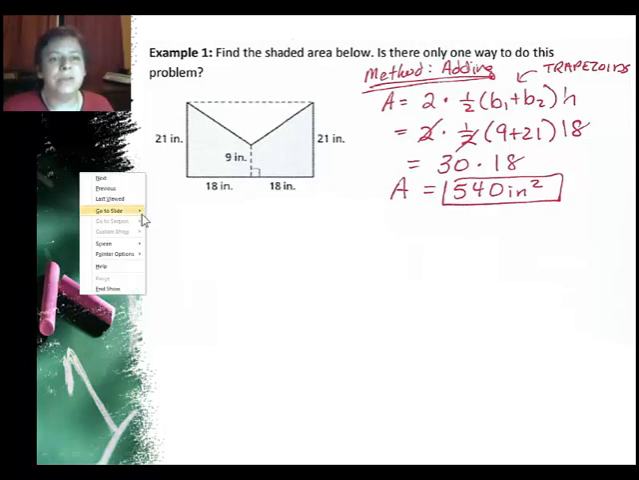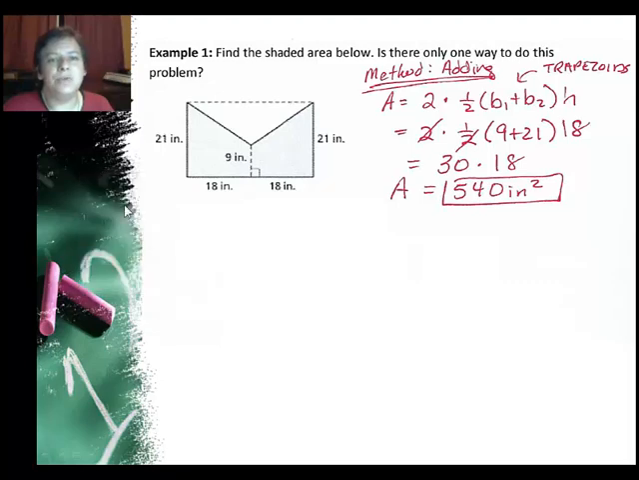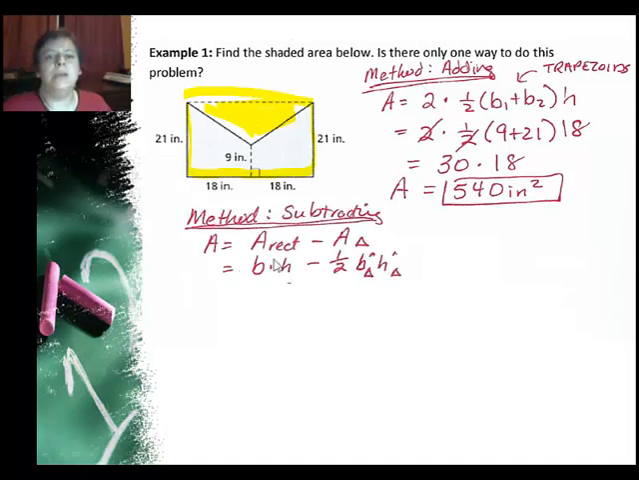The other way I could do this is I could actually subtract. So I could see, aha, this is a rectangle right here, but it looks like I cut off this triangle. So if I find the area of the rectangle, the base is 36 and the height is 21. And I can subtract the area of this triangle, and the base here is 36, and the height is not quite 21, it's actually 21 minus 9.